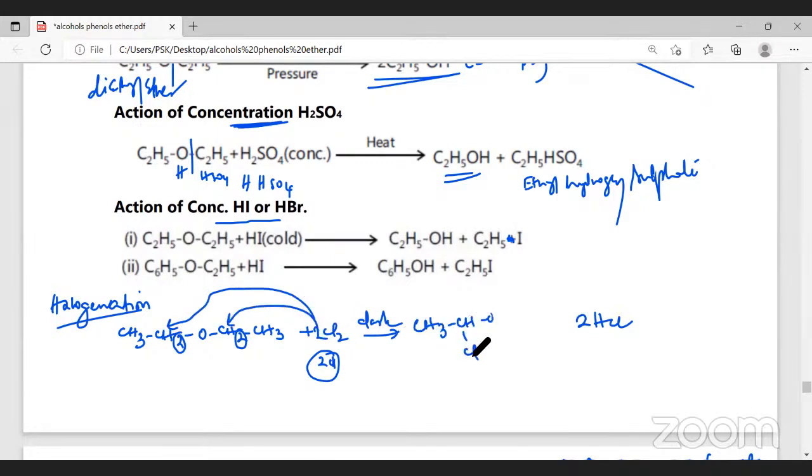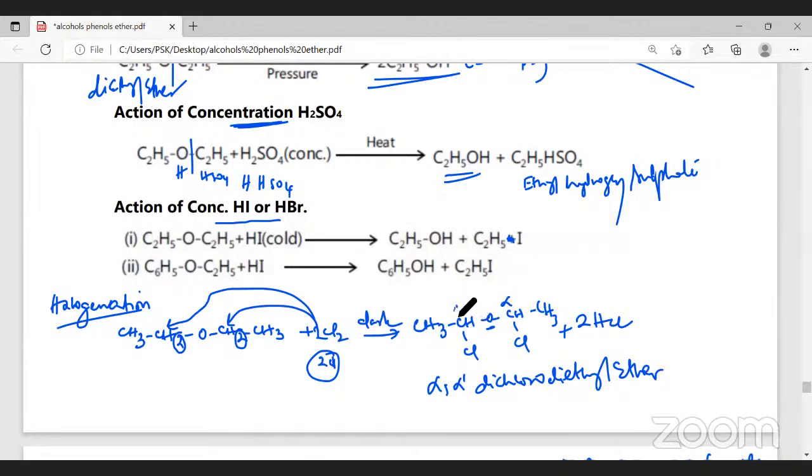CH3, CHCl, O, CHCl, and you have what? CH3. So this is called alpha, alpha dash diethyl ether. Diethyl ether. But just observe, this is a functional group.